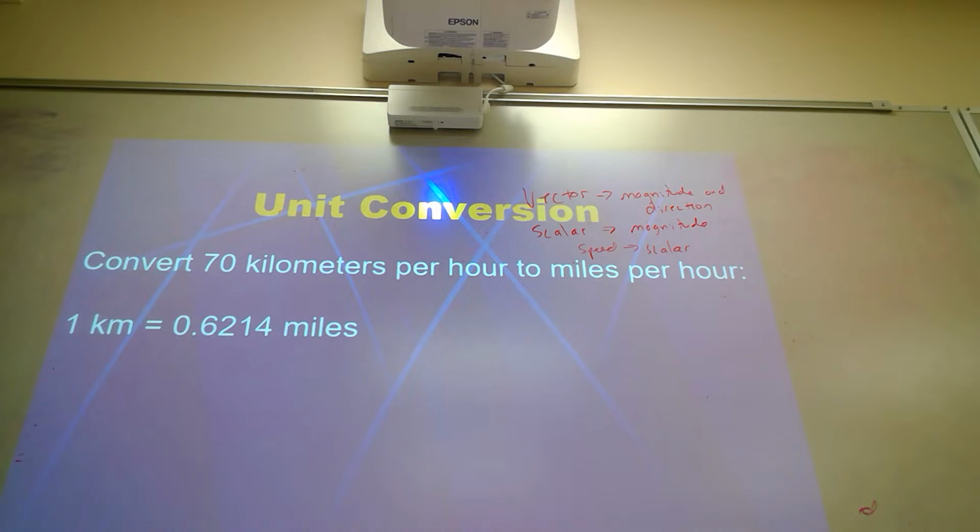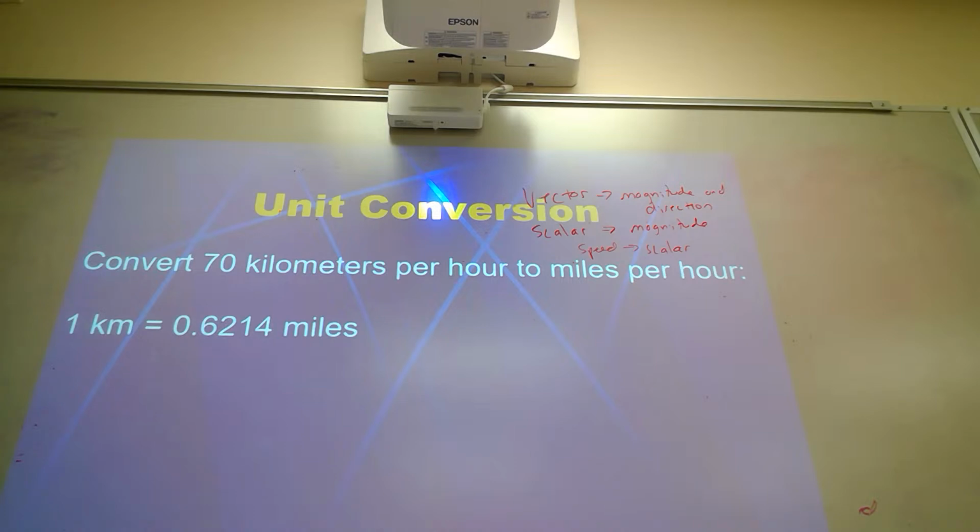Okay, so start out with 70 kilometers per hour. And you know there's 0.6214 miles in a kilometer. Go through and multiply it all out in your calculator when you're done, and get your answer, and your answer should make sense. Actually, we're not changing time, we're just changing distance. So it's really pretty easy. There's just one step.